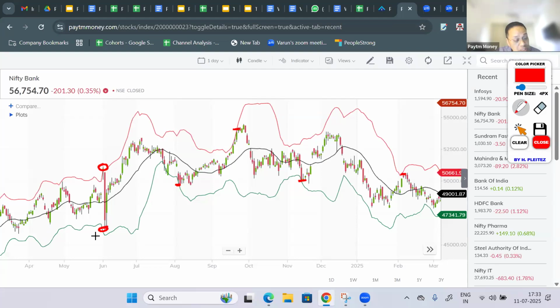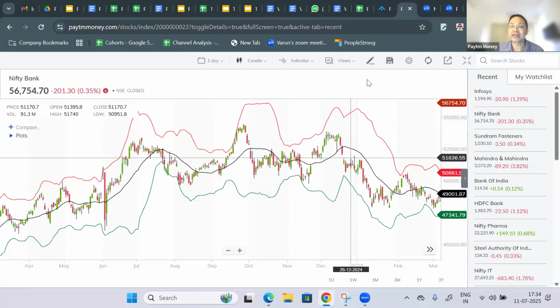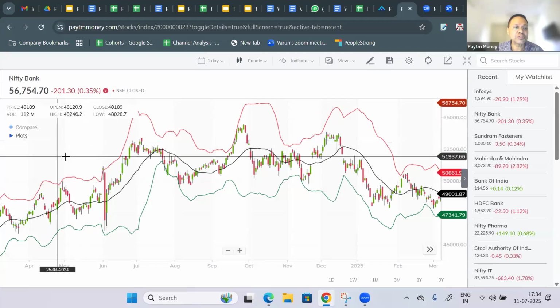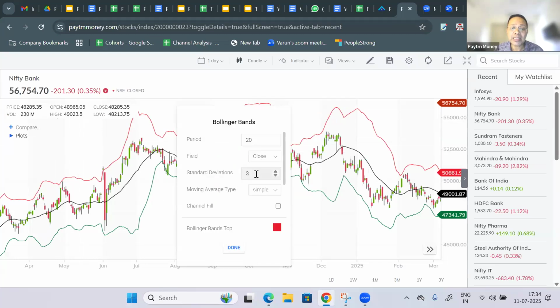Okay? So the moment it goes out of the channel, the probability is extremely high that it is going to reverse. So usually what we do is that we use 2 standard deviation, because going outside 3 standard deviation is a very rare phenomenon. I'm just showing it to you to show you the probability. But we basically use 2 standard deviation.